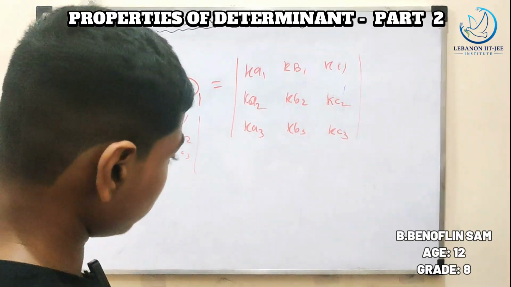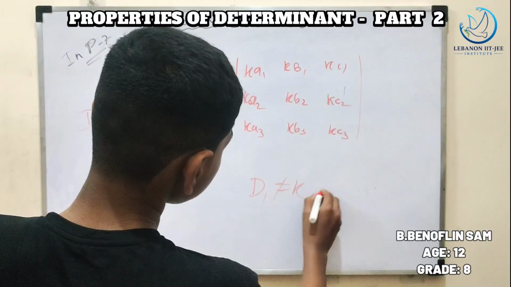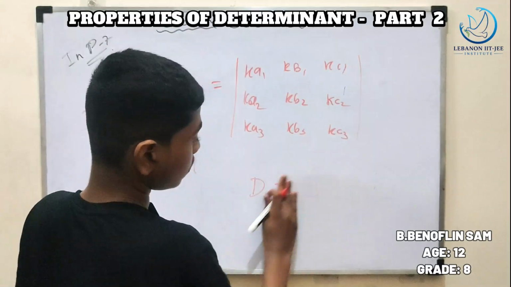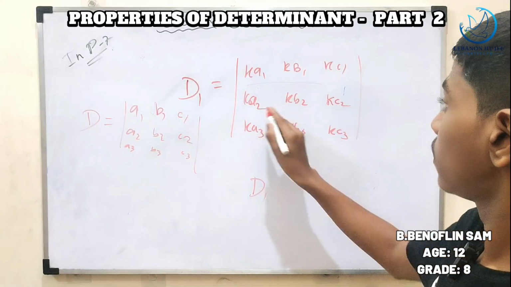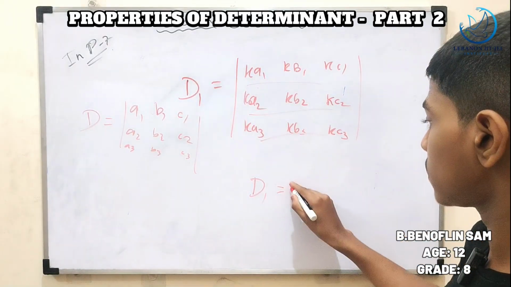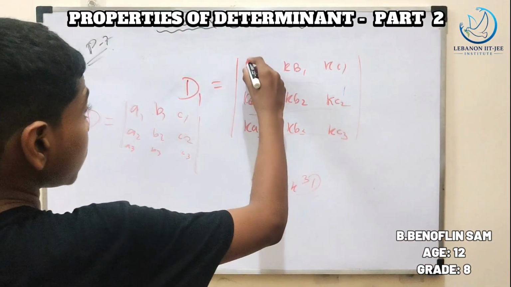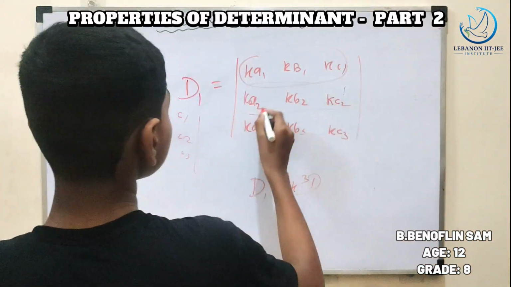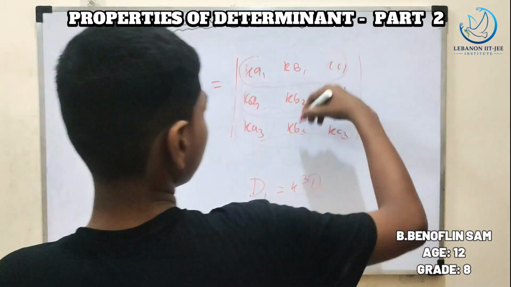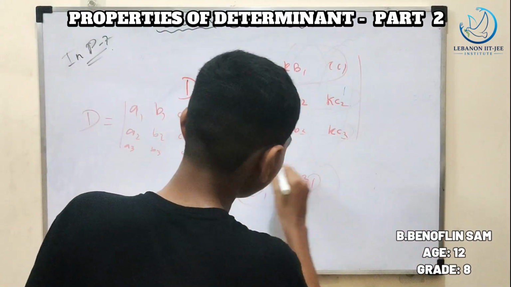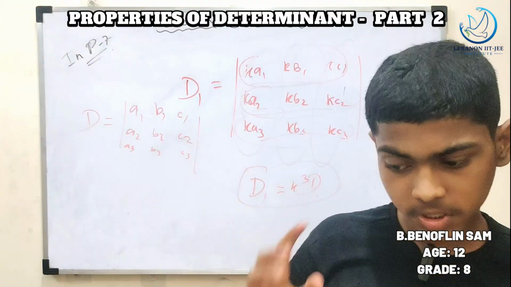Then we can write that determinant 1 is not equal to KD. Why? Because we have to count not only one time. So this is 1, 2, 3. The factor is K cube D. Why? It is 3 times, so the rows are 3 times and columns also 3 times. That's why I wrote like this. So D1 is equal to K cube D. So that's why the 7th property is very, very special.